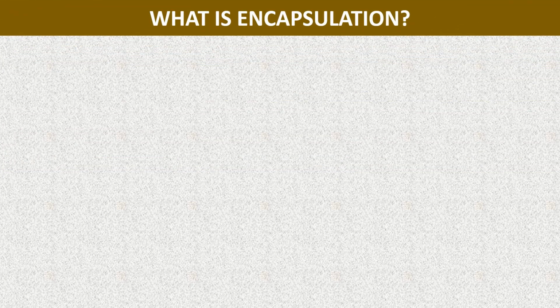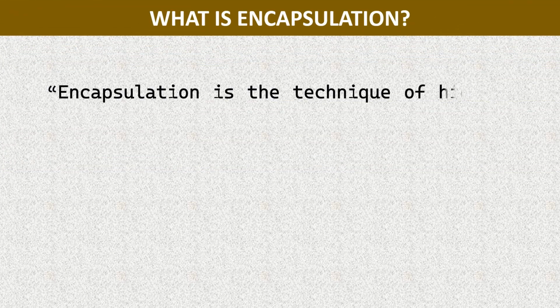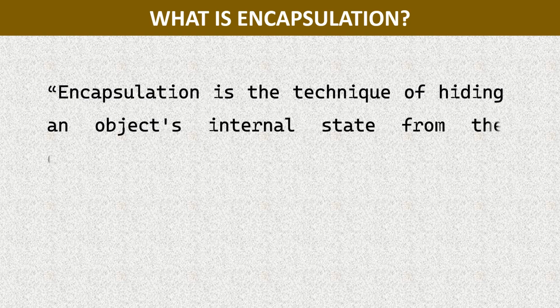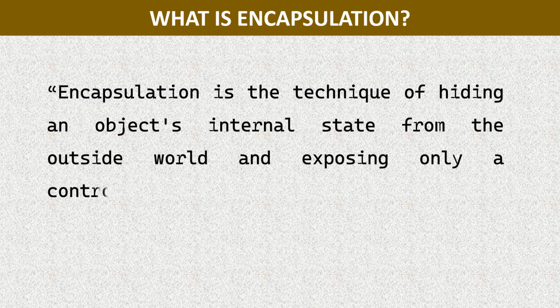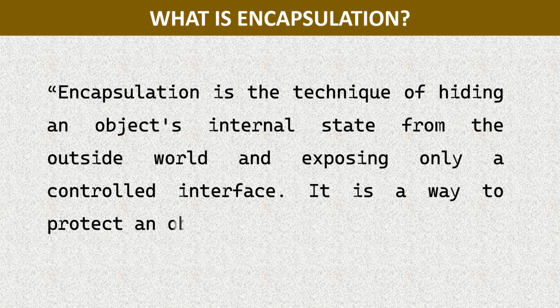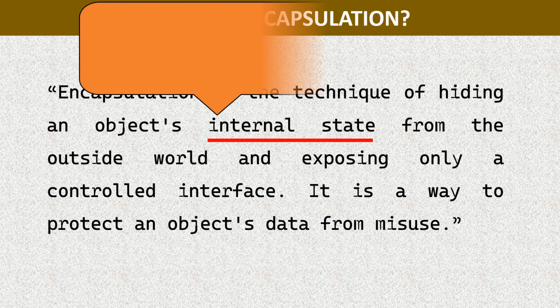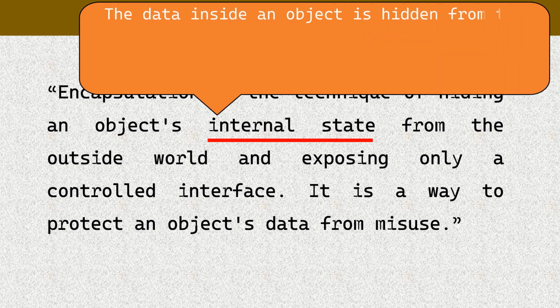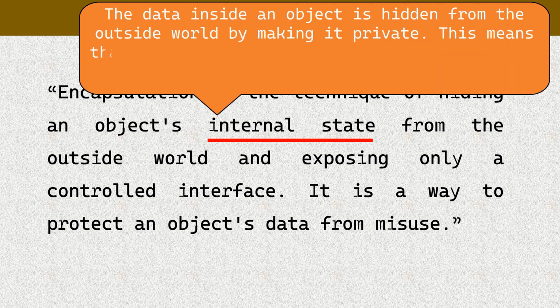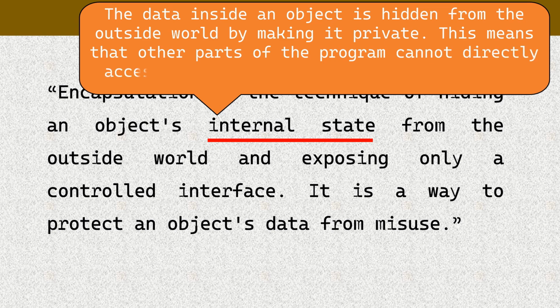Encapsulation is the technique of hiding an object's internal state from the outside world and exposing only a controlled interface. It is a way to protect an object's data from misuse. Let's understand this definition in simpler terms. What does hiding the internal state mean? The data inside an object is hidden from the outside world by making it private. This means that other parts of the program cannot directly access or modify the object's internal data.